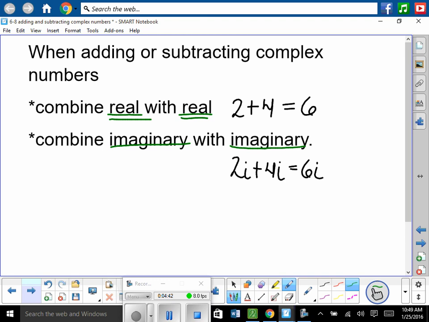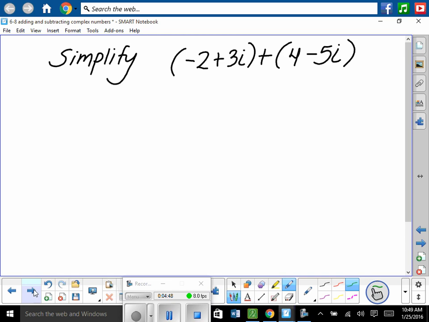Just like x plus x is combining like terms, right? 2x. Questions on that? Okay, here's our first example. So we have two complex numbers. It says negative 2 plus 3i. This is a complex number, guys, a plus bi. We're adding another complex number, a plus bi. Does everybody see how I'm adding two complex numbers?